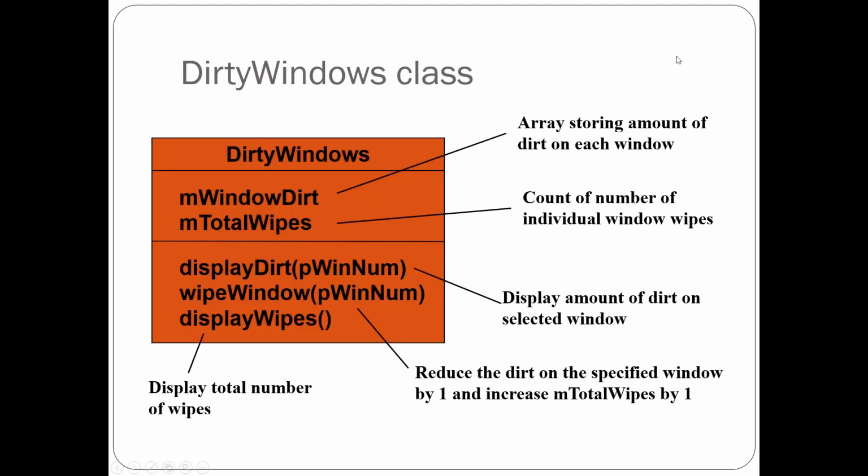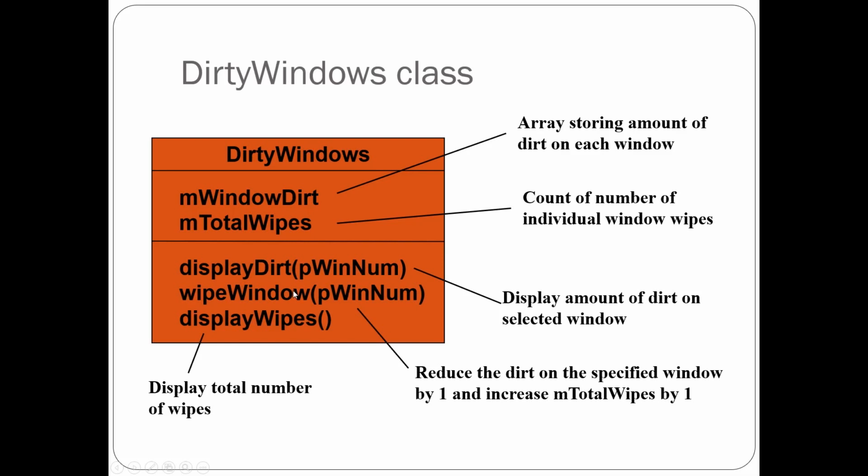So let's think about the class that we're going to write in order to initialize that. We've got a dirty windows class with an instance variable called window dirt, which will be the array storing the amount of dirt on each window. We're going to count the number of wipes it will take to clean each window. We've got a method called display dirt, which will show us the amount of dirt on a particular window, and that takes a parameter telling us which array index we want to display.